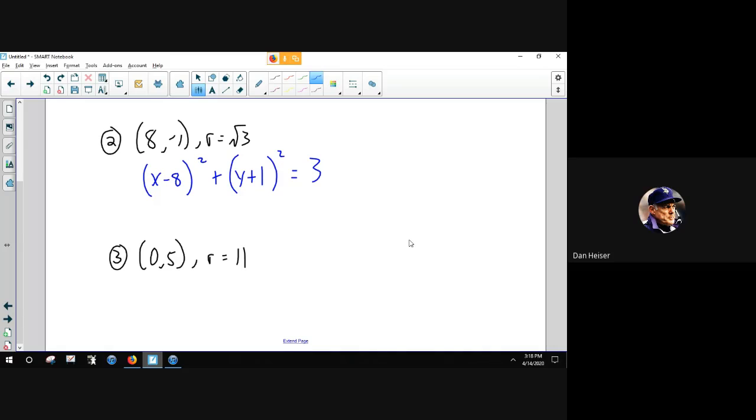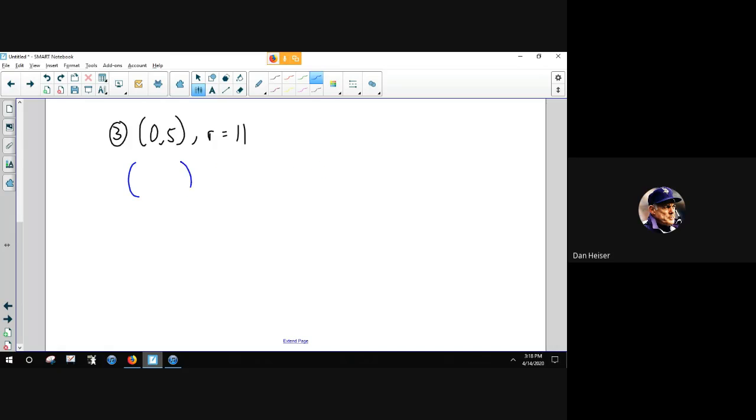One final example. Circle centered at 0, 5, radius 11. My two quantities. Square my radius, 11 squared, 121. I have x, nothing. And I have y minus 5. And this is not necessarily finished because I know what x minus 0 is. It's x squared.